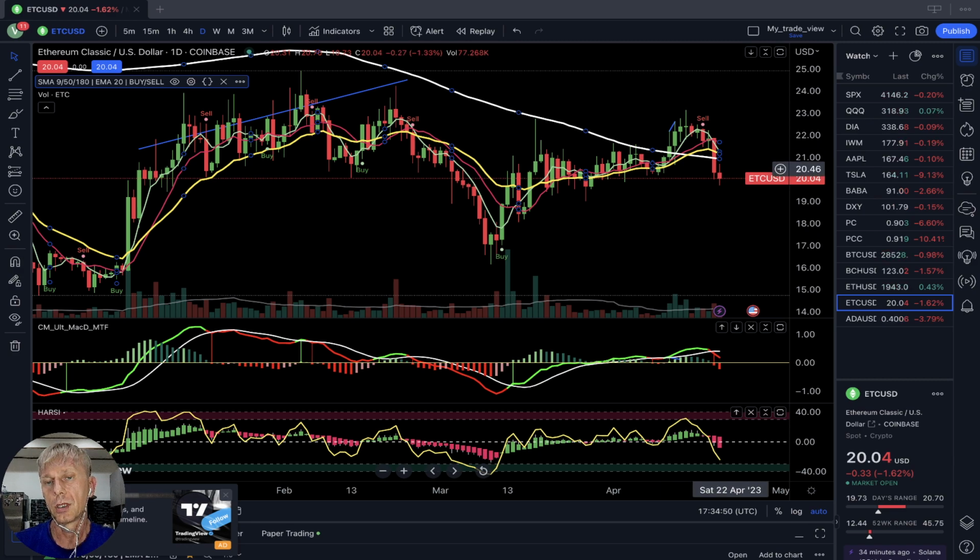Sell signal on the script, last bar below all moving averages, it's bearish, MACD did bearish crossover, red signal, Heikin-Ashi red bearish, RSI bearish crossover, bearish trend direction on daily time frame. Let's move to 4 hours time frame.